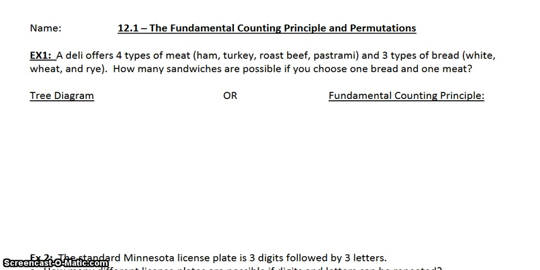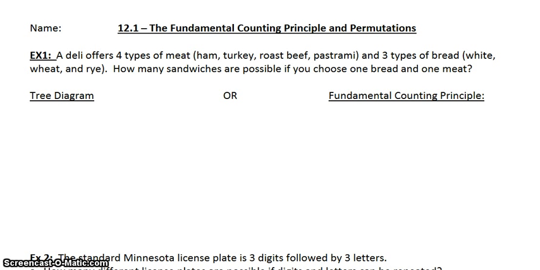A deli offers 4 types of meat: ham, turkey, roast beef, pastrami, and 3 types of bread: white, wheat, and rye. How many sandwiches are possible if you choose 1 bread and 1 meat? So what we're going to do is figure out how many different sandwiches I could make.